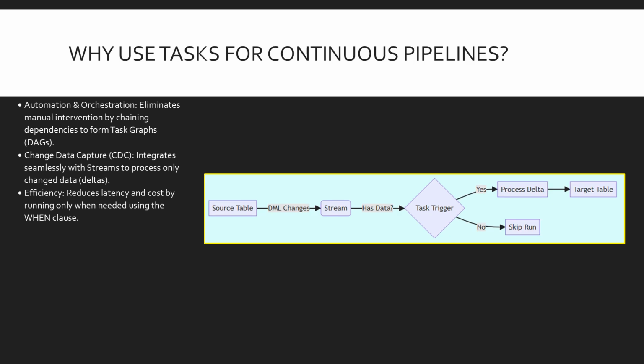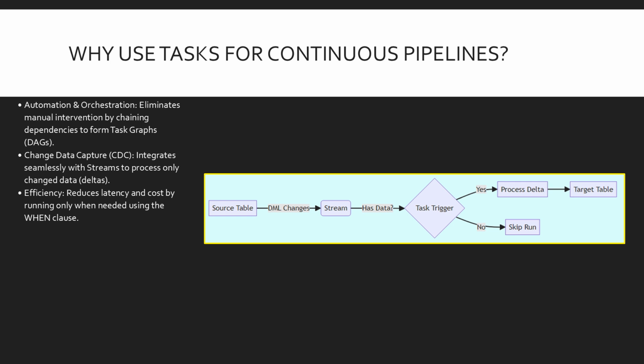Why should we build pipelines with tasks? First, they provide native orchestration. You can chain tasks together into a directed acyclic graph or DAG, ensuring steps happen in the correct order without external tools. Second, they are the engine behind change data capture. By pairing a task with a stream, you process only the new or changed rows rather than reprocessing entire tables. This leads to our third point, efficiency. Using the when clause, a task can check if a stream has data before spinning up compute, ensuring you never pay for an empty run.